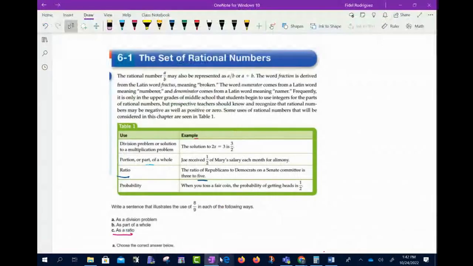All right, y'all. So let's see. This is 6.1, the set of rational numbers.